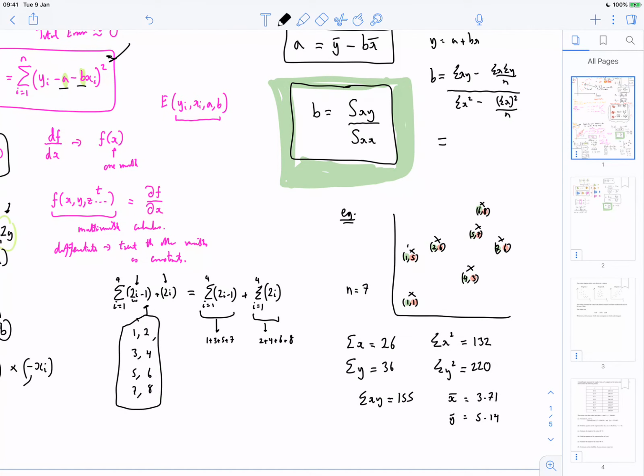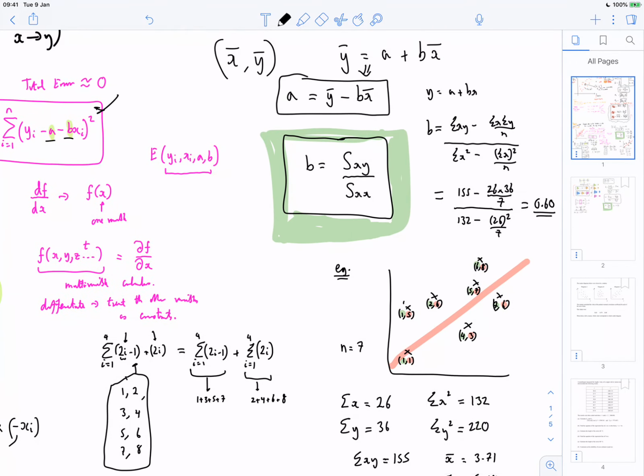So the sum of xy is 155, minus the sum of x, which is 26, times the sum of y, which is 36, over n, which is 7. And this is all over the sum of x squared, which is 132, minus the sum of x, which is 26, all squared, over n, which is 7. I bang that into a calculator, and apparently the b value to two decimal places is 0.60. So this line of best fit, which is going up like that, has a gradient of 0.6. That's a fairly shallow gradient, but never mind.